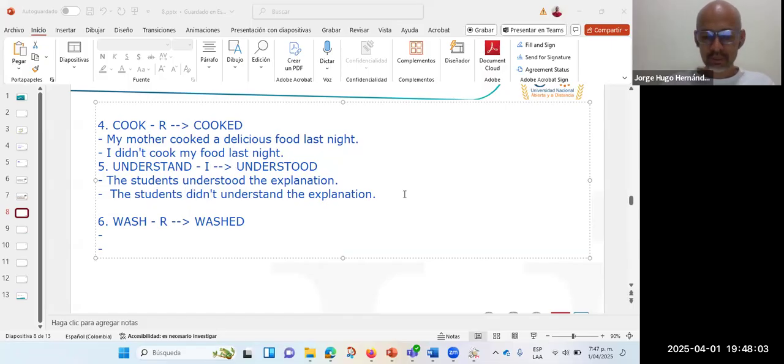La regla es, si estamos utilizando el did, el verbo va en presente. Si no estamos utilizando el did, el auxiliar did, el verbo va en pasado. Eso es. ¿Ok?